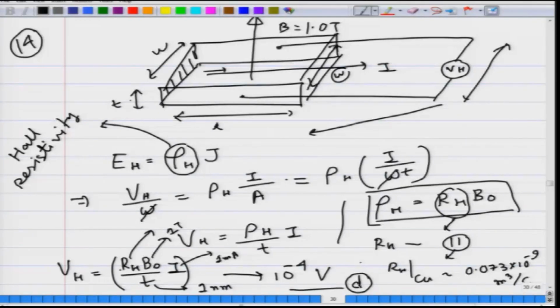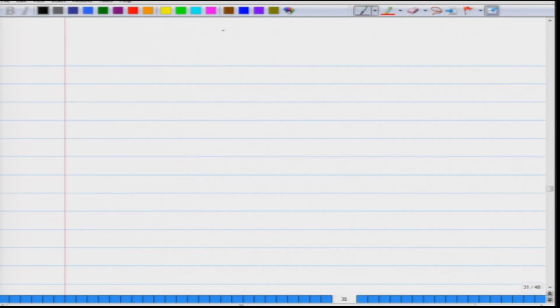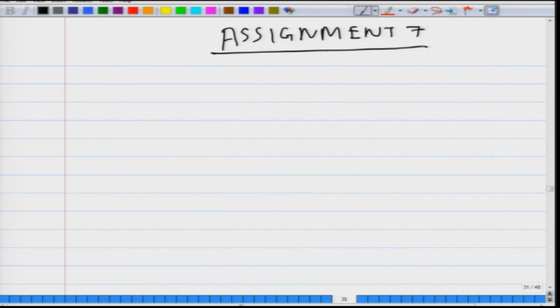Now I will solve assignment 7. Assignment 7. So, first question, consider a one dimensional chain of atoms of mass m. So, this is question number 1. The masses, they were like here, and this there, and this one were blue.